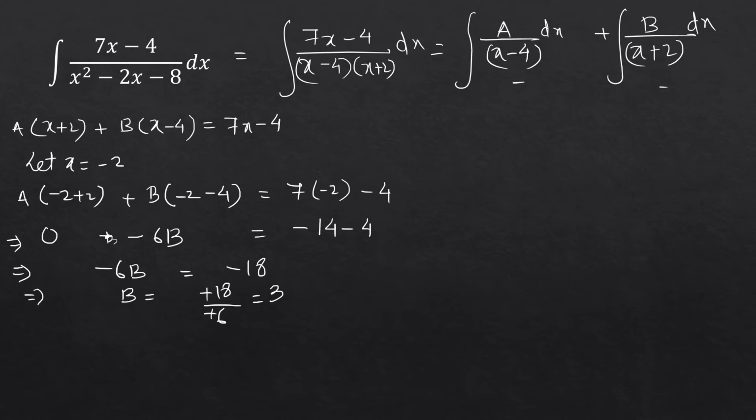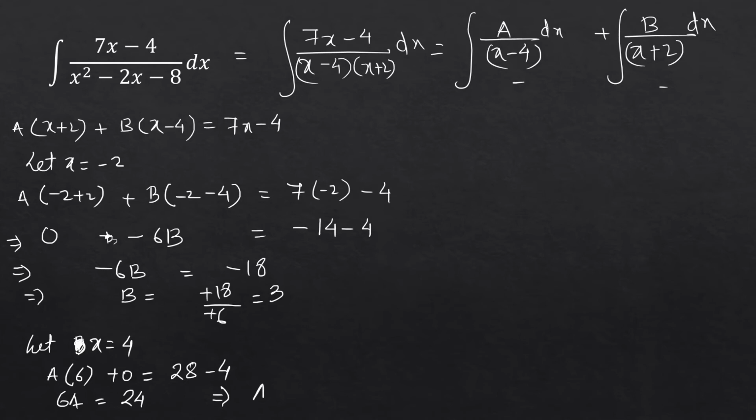All right. Next we are going to eliminate this b this time, so that we can find the value of a. So let x is equal to 4. So we will have a times 6 plus 0 is equal to 28 minus 4. So 6a is equal to 24. It implies that a is equal to 4. So we got the values of a and b. From here we got a is equal to 4.